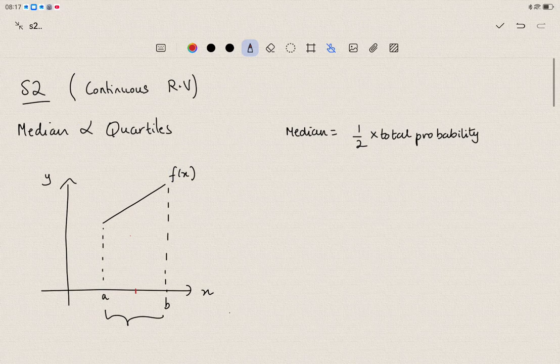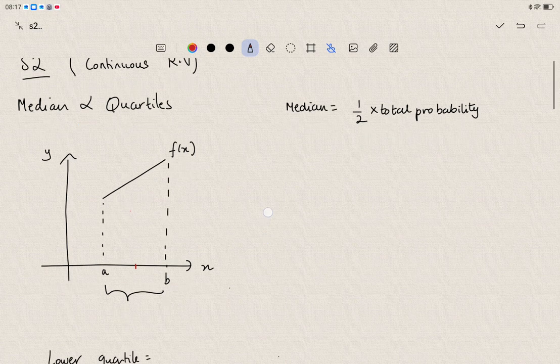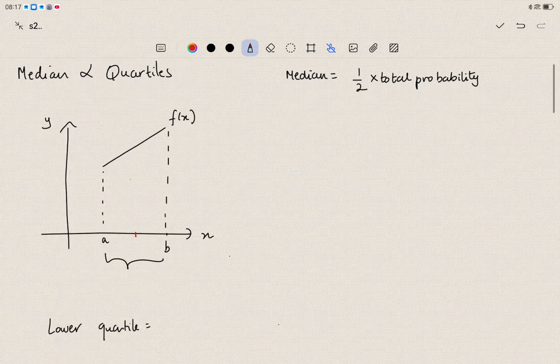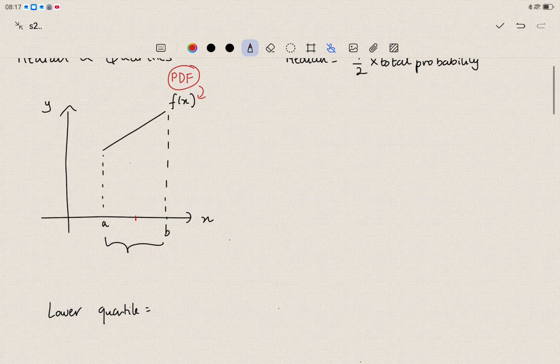On va continuer sur Continuous Random Variable, which is a part qu'on doit compléter sur median and quartiles. Alors, the median usually, if we have a probability density function with fx given like this, donc ce qu'on sait c'est usually the entire area under the curve is 1. Veut dire que total probability c'est 1.